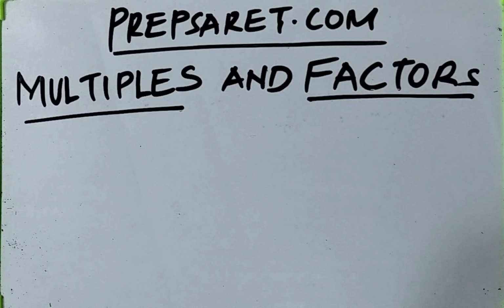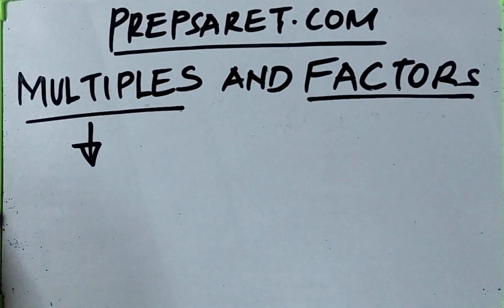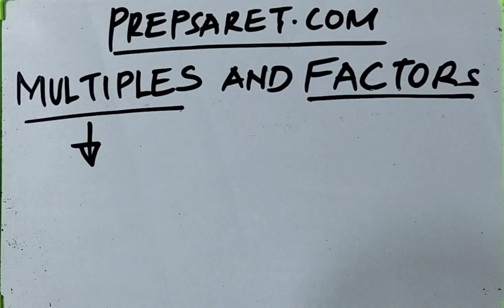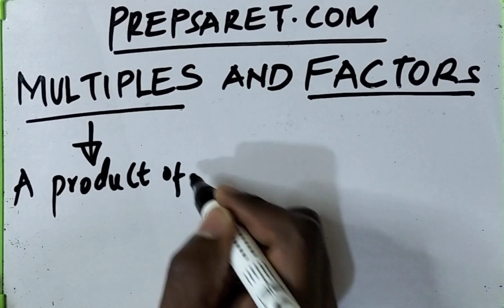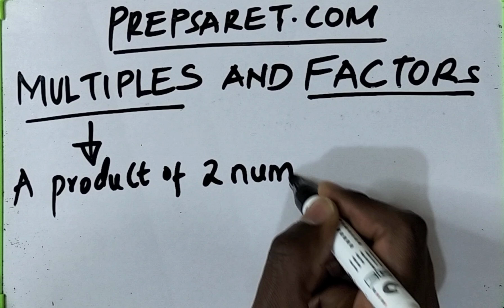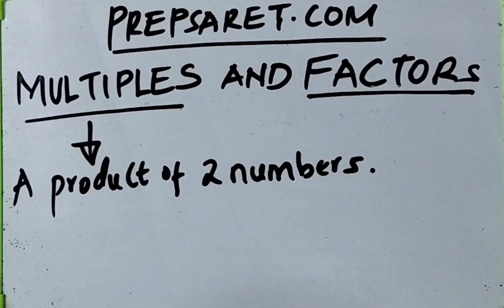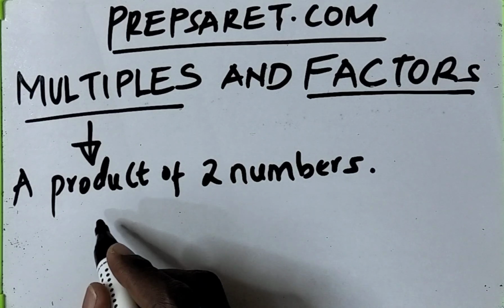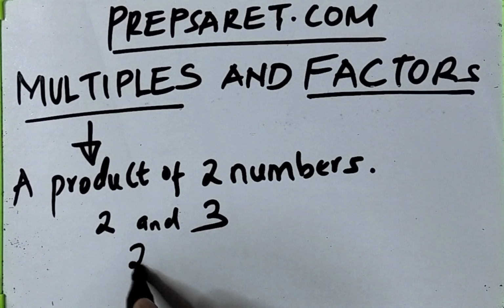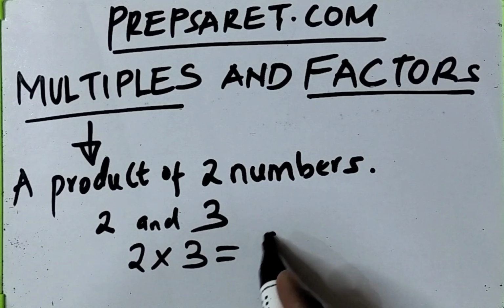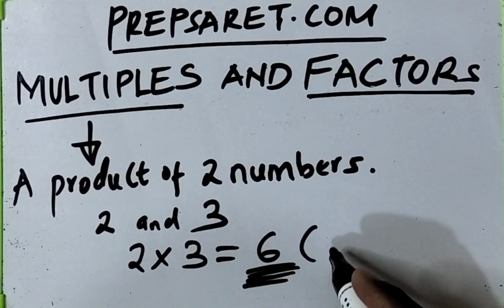I would want us to start by defining what these two are. We start with the multiples. And I will give you a very simple explanation of what a multiple is. It is simply a product of two numbers. So if I have two numbers, for example, 2 and another one 3, if I multiply them and say 2 times 3, I would get 6. So 6 is a multiple.